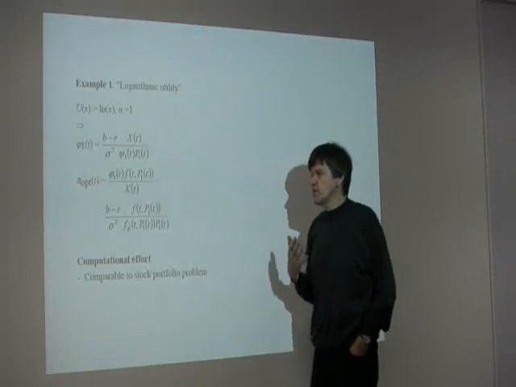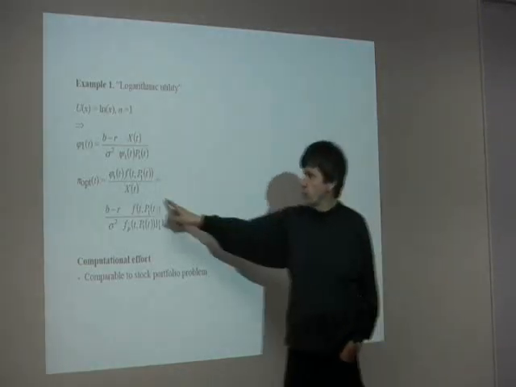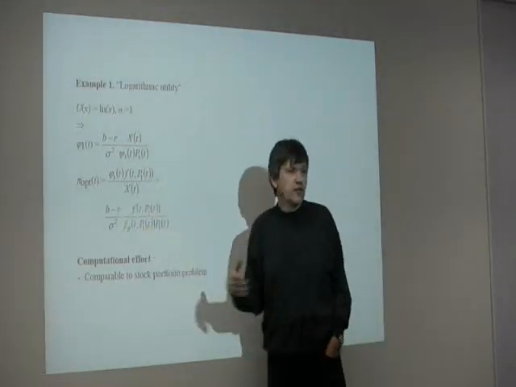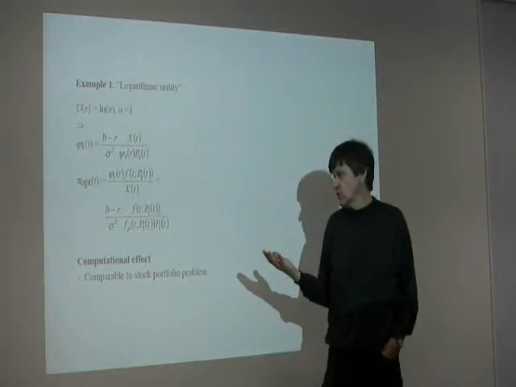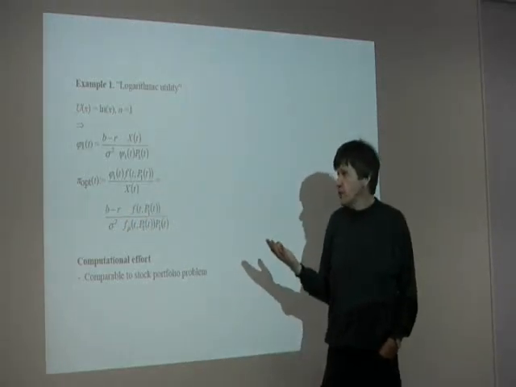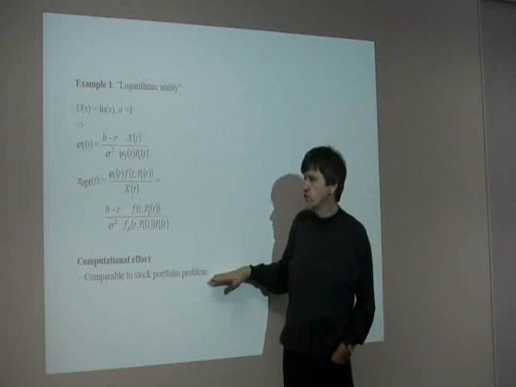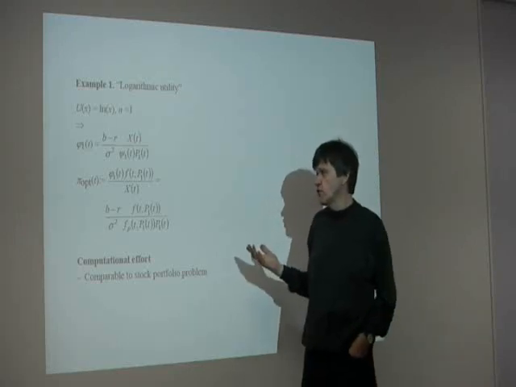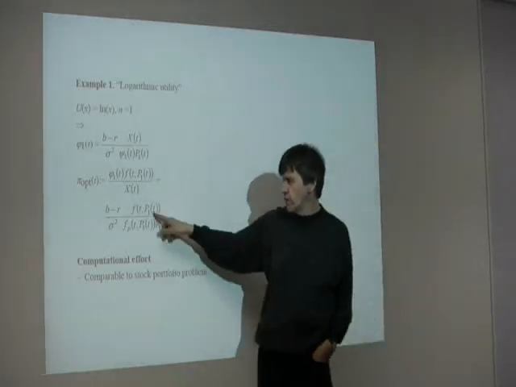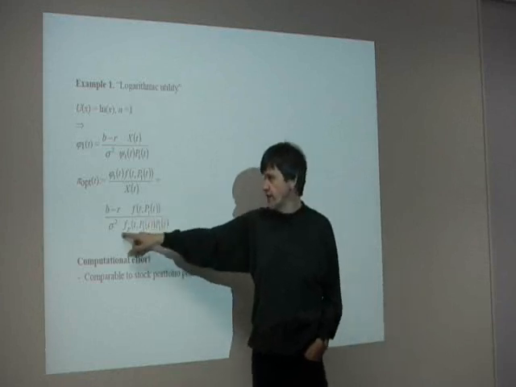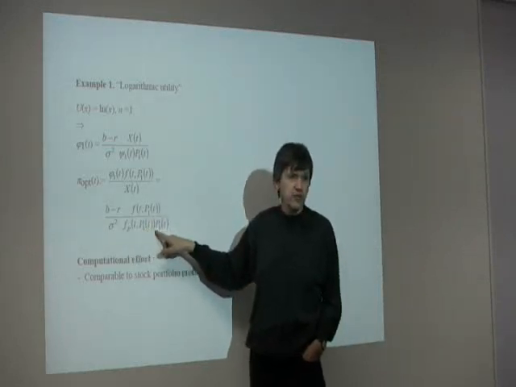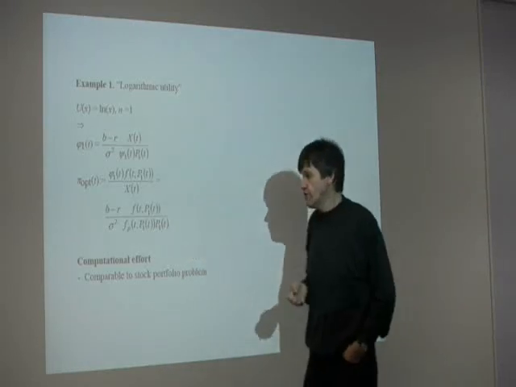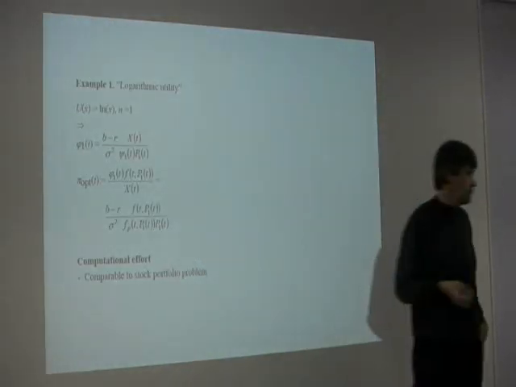Now, what can be said is, first of all, we don't know if this is bigger or smaller than 1. That depends on the type of option. Otherwise, the computational effort is the same as in the stock portfolio problem. Why this? The option price is there anyway, and every trader has computed the delta anyway. There is no additional effort. That is exactly the same.